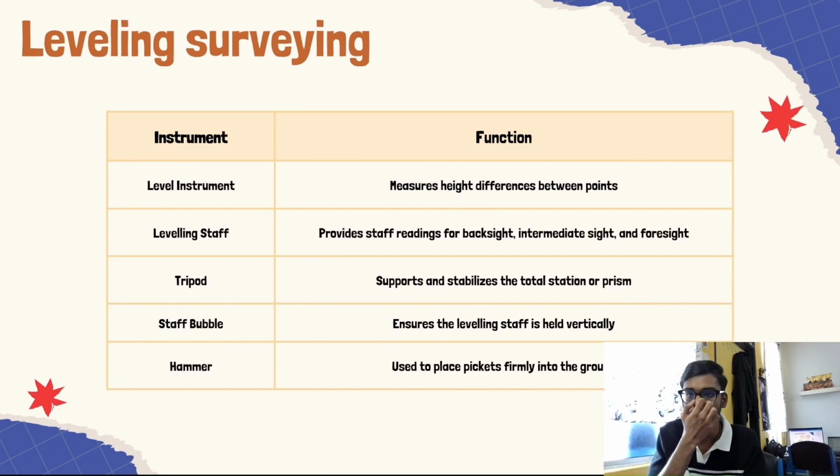Next is leveling surveying. For the instruments that have been used here, there is the level instrument, which measures height difference between points, and then the leveling staff, which provides staff readings for backsight, intermediate sight, and foresight. And we have the tripod, which supports and stabilizes the level instrument. Then we have the staff bubble, which ensures the leveling staff is held vertically. Lastly, we have the hammer, which is used to place pickets firmly onto the ground.